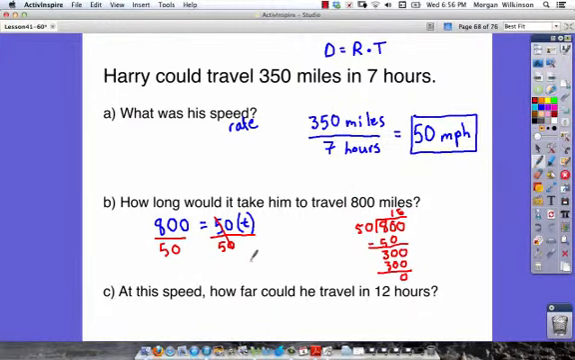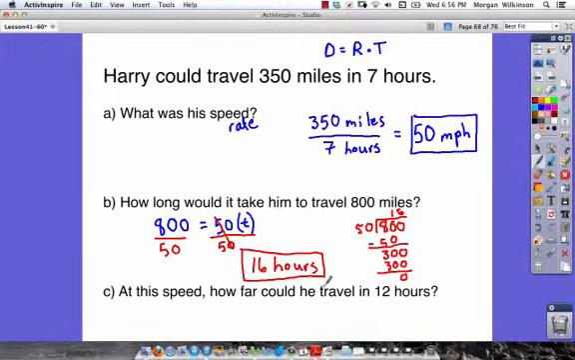So we have 16. How long would it take him to travel 800 miles? The time, t, is equal to 16. So it must be 16 hours, because remember, we were talking in miles per hour for our unit. So we've got question B completed. At this speed, how far could he travel in 12 hours?